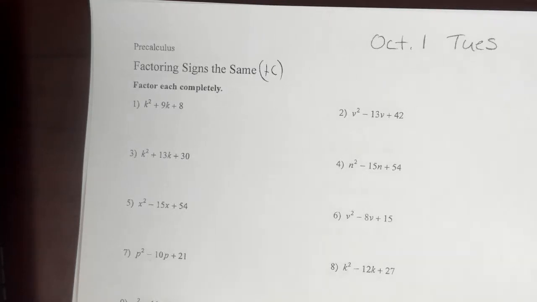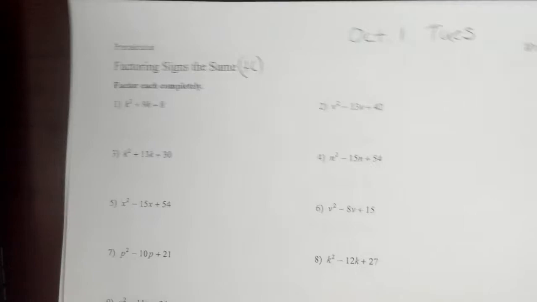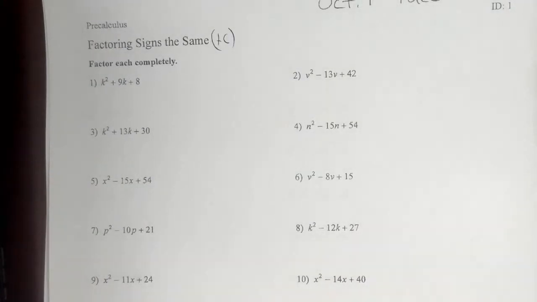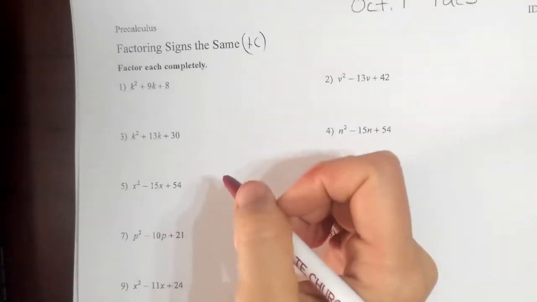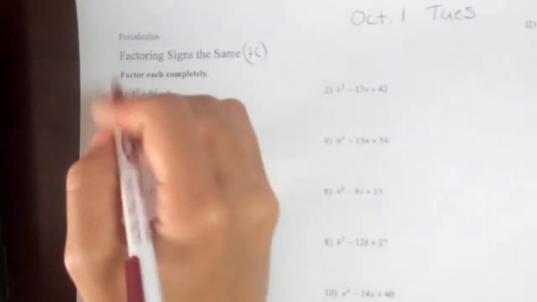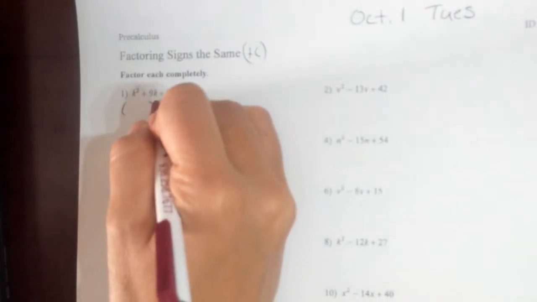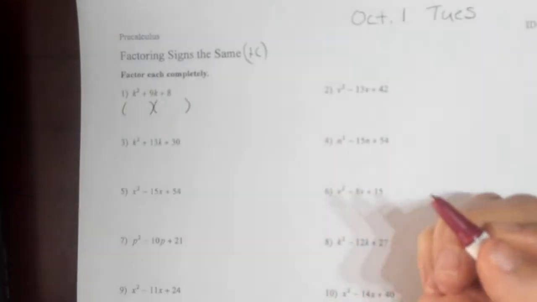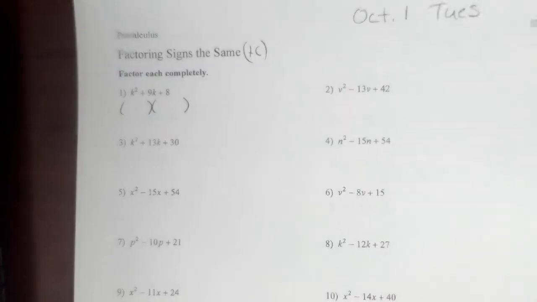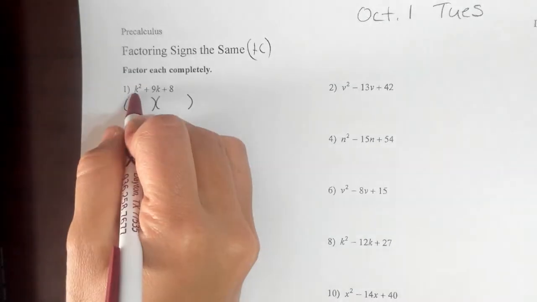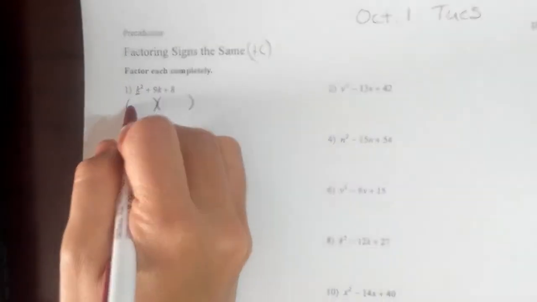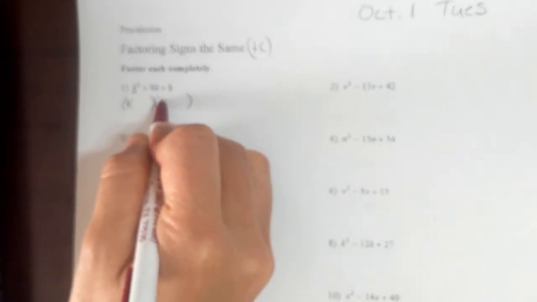Alright, so this is factoring for precalc. This is just some factoring stuff. We're going to get this to where you have two parentheses, so I always try to put that first, just to show that we're going to have that there, and whatever this letter is, we're going to put that here and here.